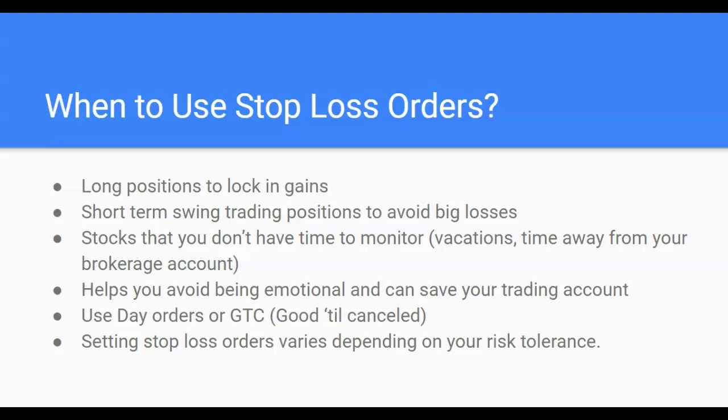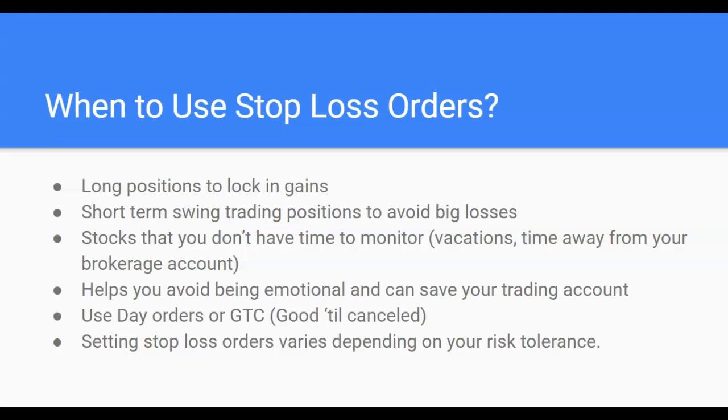So if you bought the stock at $5 and it went up to $10, perhaps putting a stop at around $9 would be a way to lock in your gains and then you're up 80%. So, short-term swing trading position, avoid big losses. This is really, really important, guys, and this is one of the biggest reasons why you want to use a stop loss when you're short-term trading.